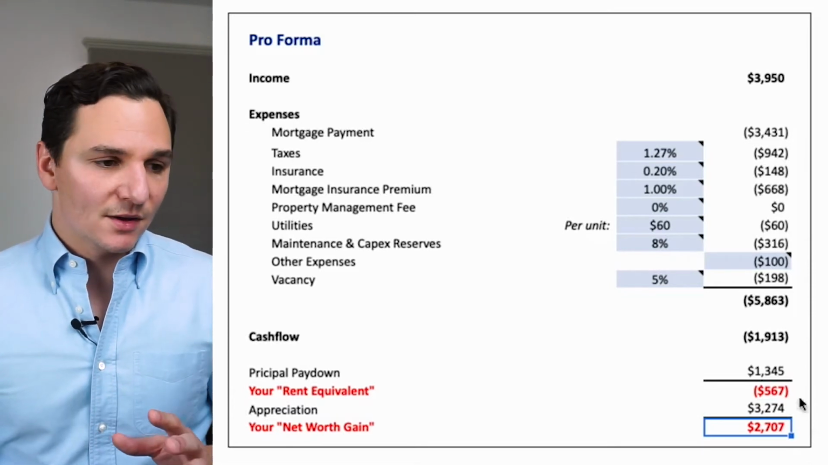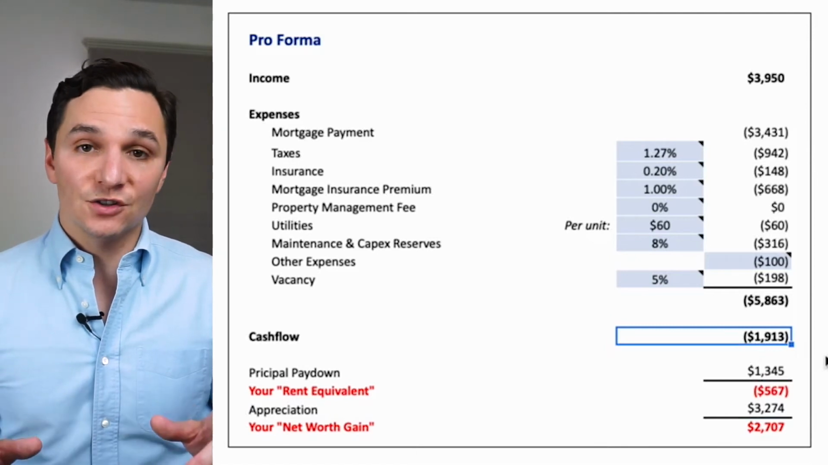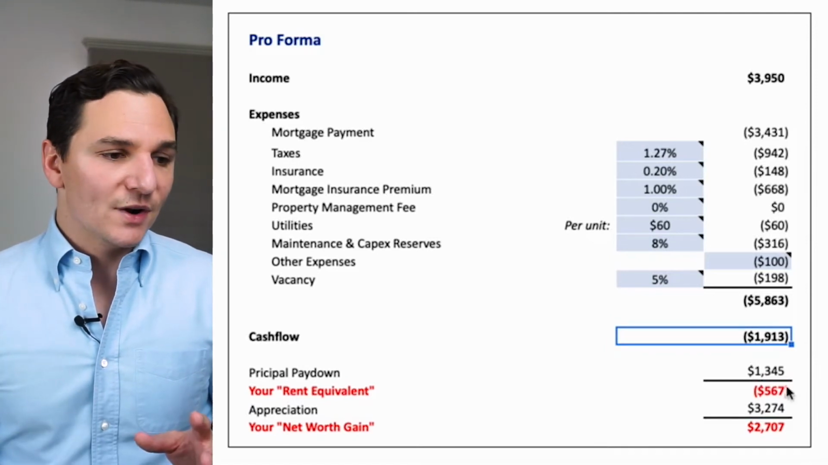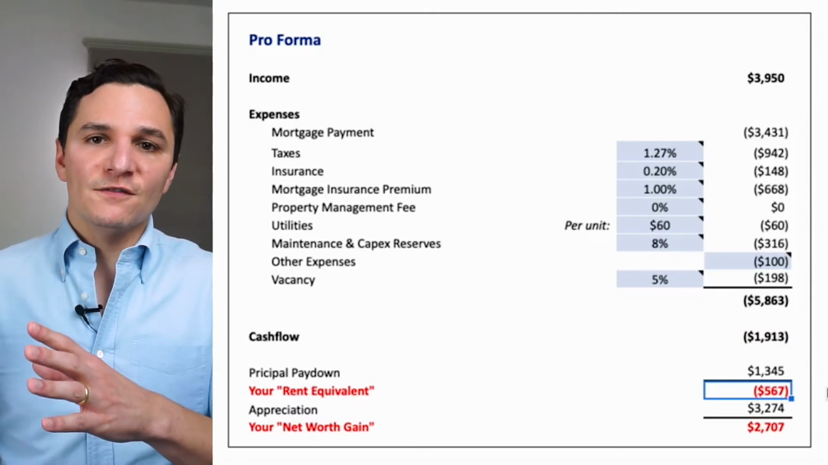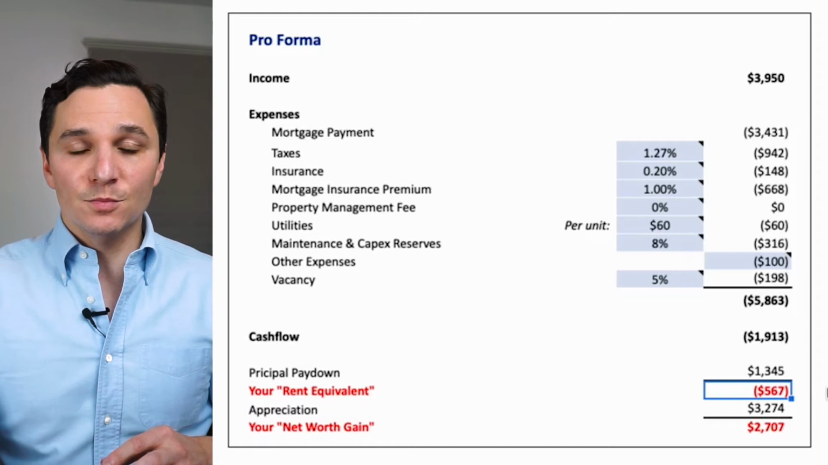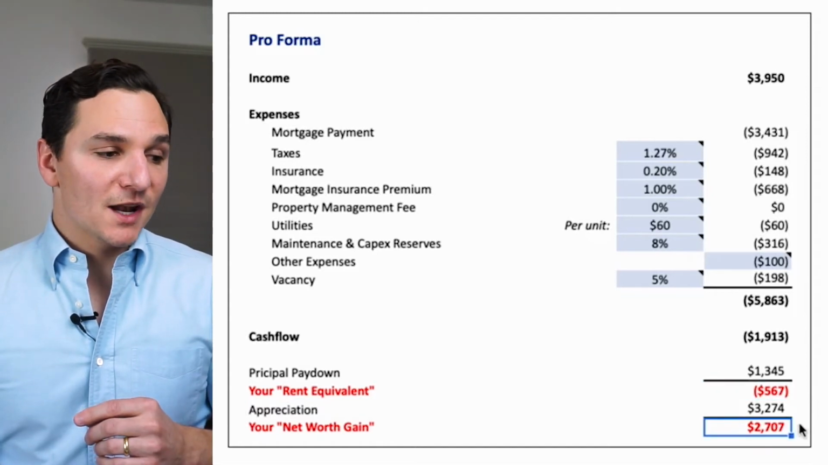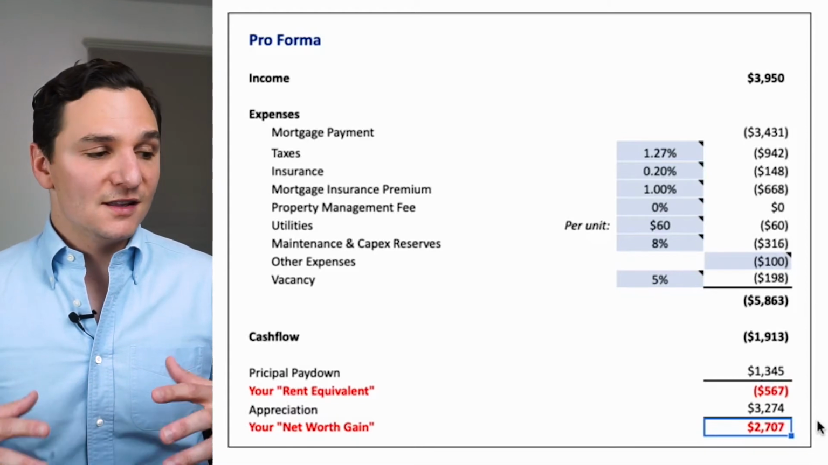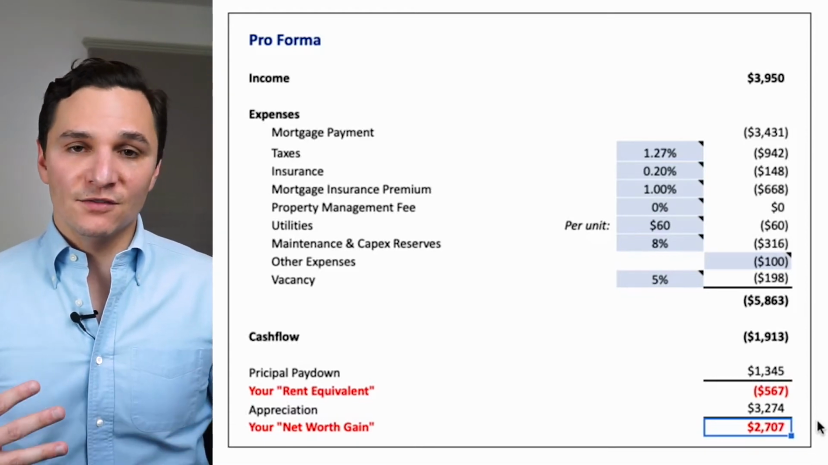So just to recap, cash flow is how much money you're actually going to write a check for each month. And so you have to make sure that you can afford this. Your rent equivalent is the amount of money that's actually floating off into the ether. If you're comparing owning a duplex with renting, this is the number you should focus on. And finally, at the bottom is your net worth gain. This is the amount of money that your net worth is growing each month that you're living in this duplex.